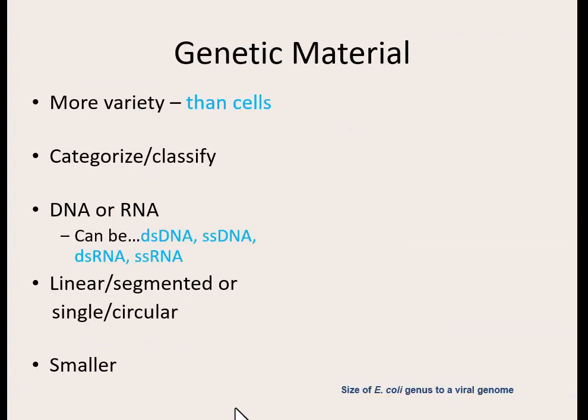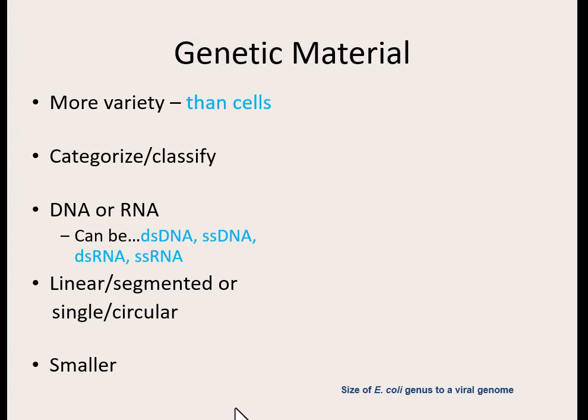Now, as I said before, genetic material can vary because some viruses are DNA and some viruses are RNA. So there is more variety in viruses when it comes to genetic material than any other cell out there. These aren't even cells, but they have more genetic variety. And because they have so much genetic variety, we use DNA or RNA to help categorize and classify them, which is why we have an entire PowerPoint on DNA viruses and an entire PowerPoint on RNA viruses.